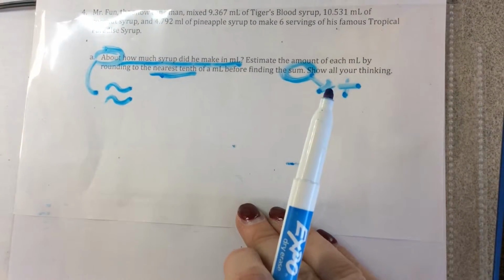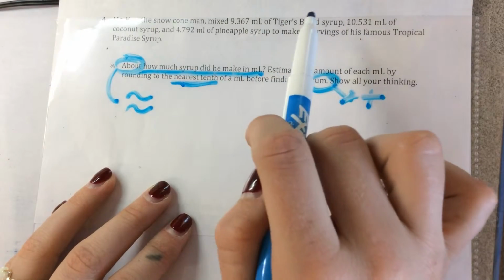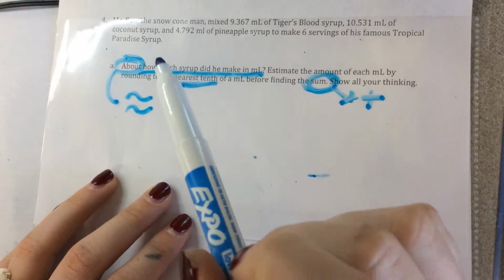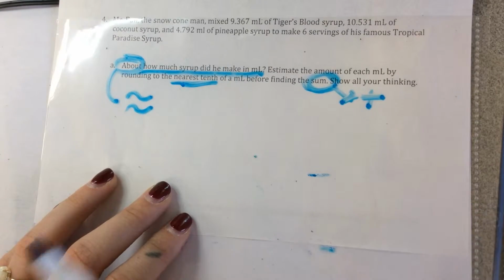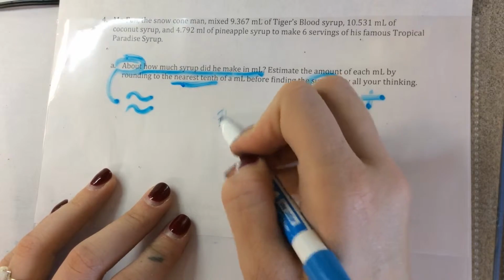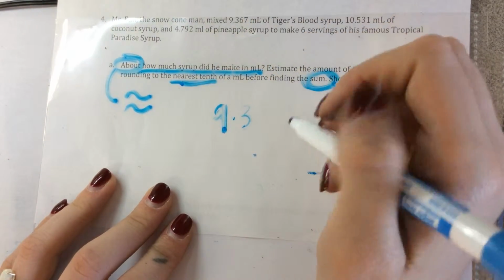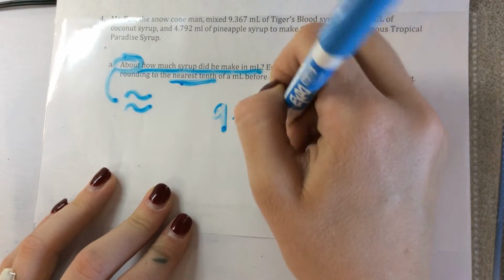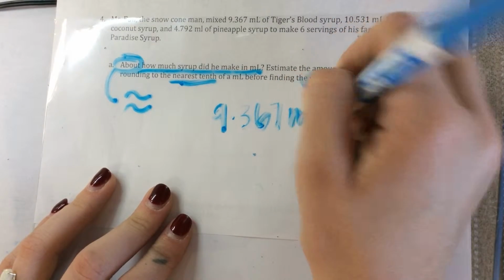So let's do it. He had 3 different types he put in there. Tiger's blood, coconut, and pineapple. Sounds like a good snow cone. Let's go ahead and round those, or estimate them, to the nearest tenth. Start with tiger's blood. He has 9 and 367 thousandths of a milliliter.